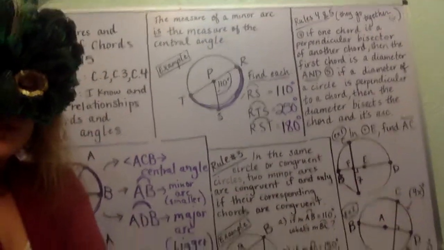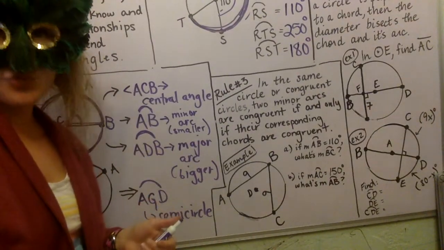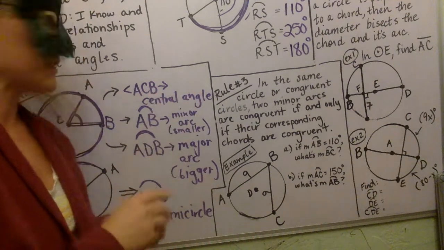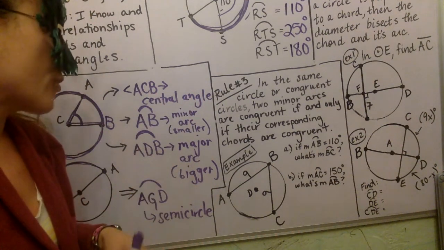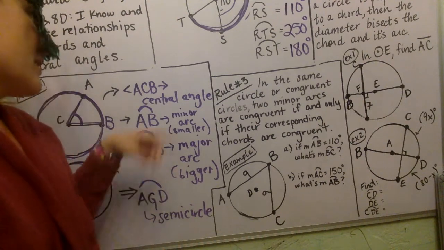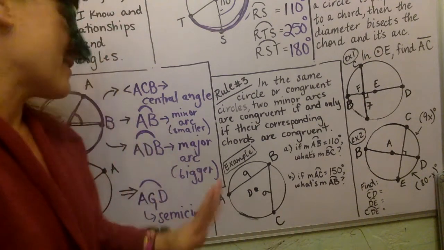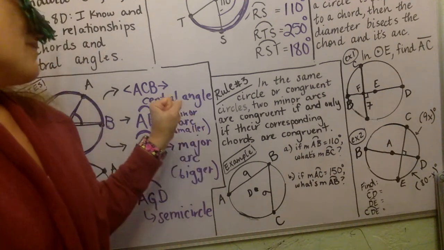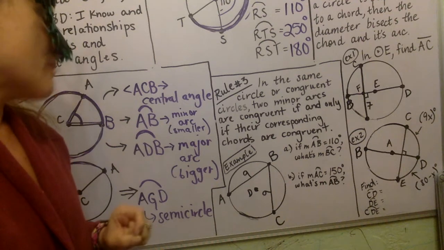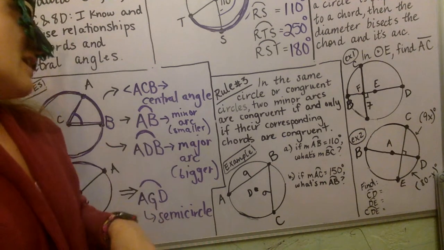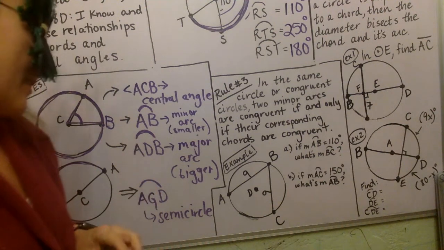Okay. So let's just remember from the last notes, I gave you two rules. And so for these notes, we're just going to add on a few more. Here's the next one, and like I said, make sure that you pause it if you want to take a second and write it all down first. This one says, in the same circle or congruent circles, two minor arcs are the same if and only if their corresponding chords are congruent.